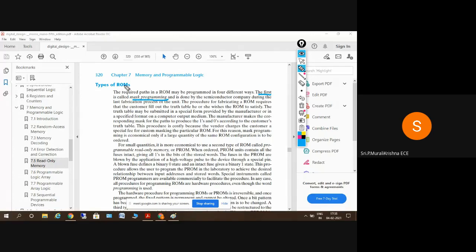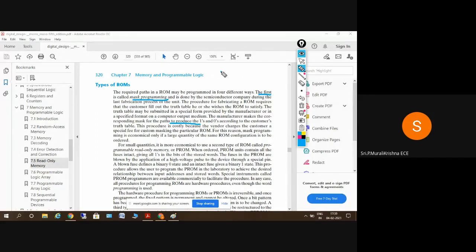We'll explain the types of ROM based on this. The first one is called mask programming. What will be done here is, the designer gives a truth table. Designer means if I'm designing any circuit, for example a 4-bit number which generates a square, I'll be giving the truth table to the manufacturer. The semiconductor company will do the programming based on your truth table. The manufacturer makes the corresponding mask for the parts to produce ones and zeros according to the customer's truth table, and then does the fabrication.